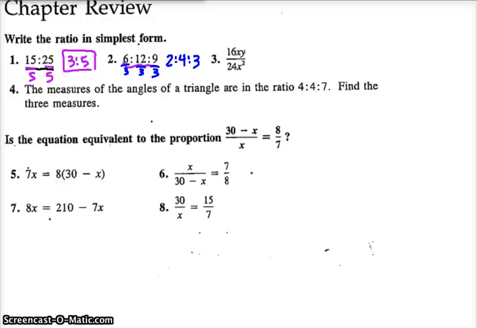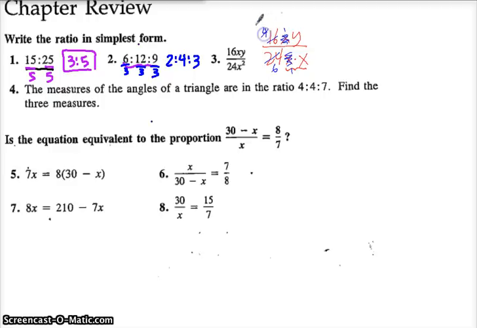For question number 3, we are going to cancel. So we have 16xy and we have 24x squared. Well, x squared, remember, means x times x. So what can we do? We can cancel 1x for 1x. They both become the number 1. And 16 and 24 are both divisible by 4, so I'm going to divide 16 by 4 to get 4, divide 24 by 4 to get 6.